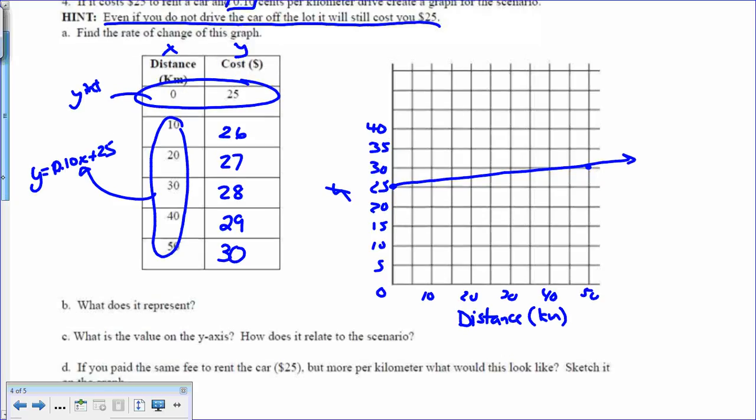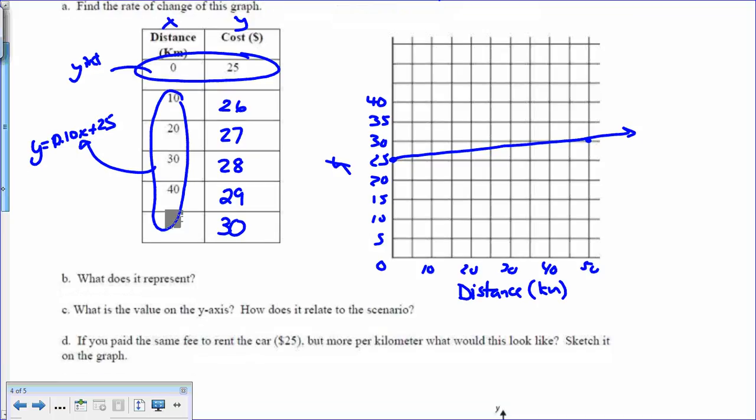So to answer some of these questions below, we found the rate of change of the graph. The rate of change of the graph is 1. It's the cost, so the cost increases by $1 for every 10 kilometers driven. And 1 divided by 10 is 1/10, so it's still our same slope.